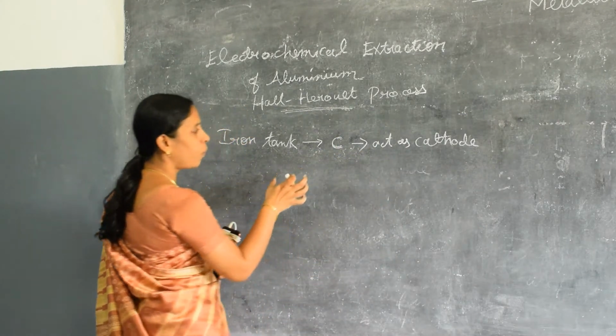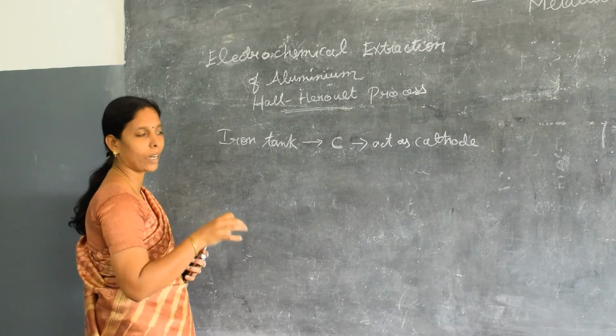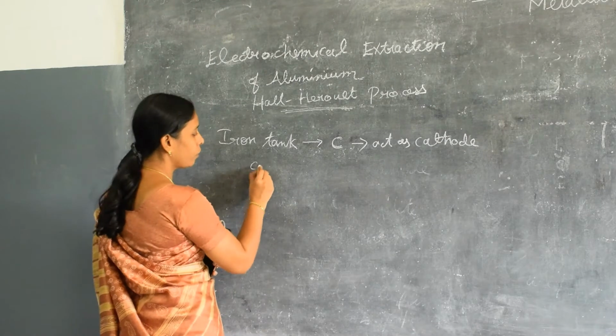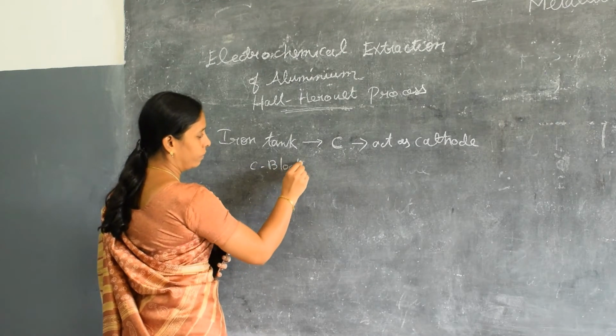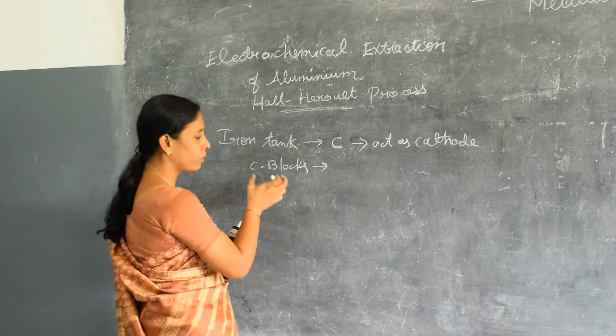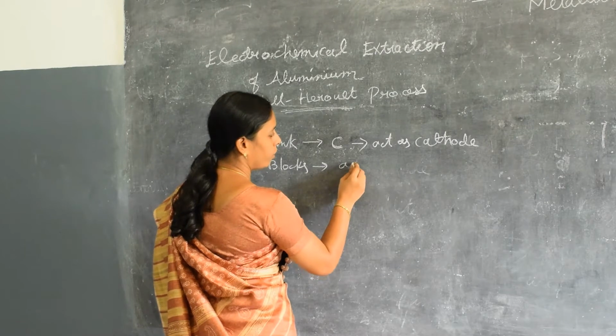And then carbon blocks are immersed in the electrolyte. These carbon blocks act as an anode.